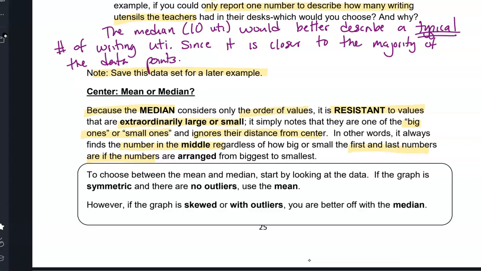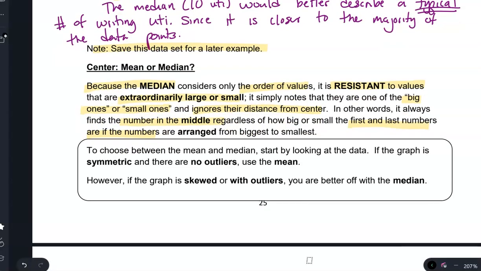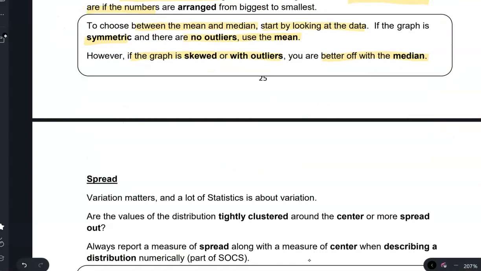Because if we have a skewed graph, or if we have a graph that has outliers, we want to take into account the majority of those numbers and try to ignore the unusual ones. So when we're trying to choose between using the mean or median as our measure of center, we're going to start by looking at the shape of the data. If the graph is symmetric and there are no outliers, we can use the mean. That's still a really good measure of center. If the graph is skewed or has outliers or both, you're better off using your median as your measure of center. So that's really what I wanted to get at with this first example here.